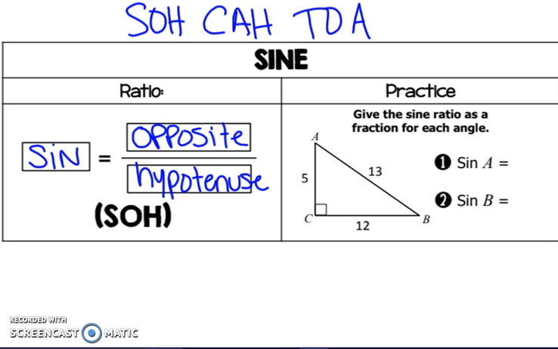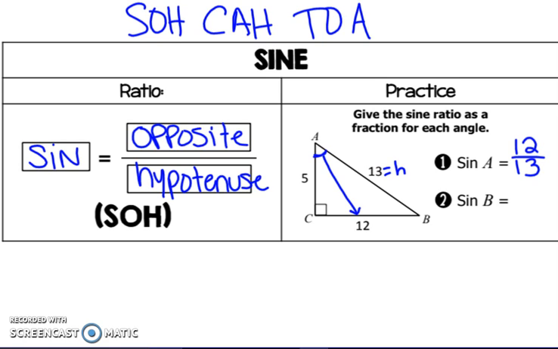So if I look at my sine ratios, and when it asks for a ratio, it just wants our fraction. So if I'm doing the sine of A, well, if I start at angle A, I want the opposite. So if I look directly opposite from where angle A is, that's going to be 12. And my hypotenuse, which is always going to be across from my right angle, is 13. So the sine of A is 12 over 13, and we leave it as a fraction.